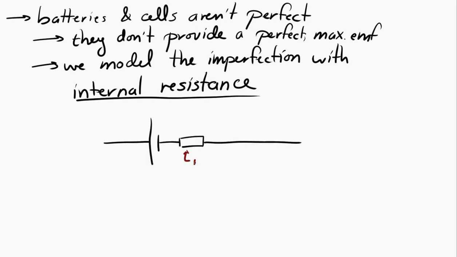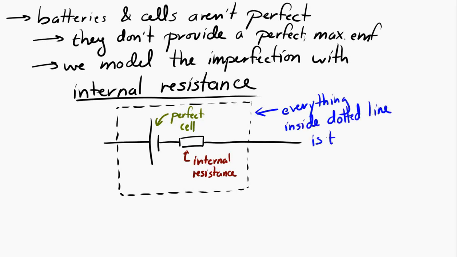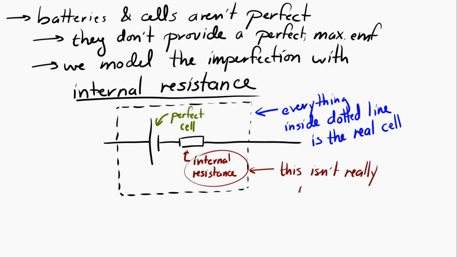So I'll draw a diagram of this. Everything inside of the dotted line is representing the cell or battery. And this little resistor here, that's the internal resistance. And don't think that an internal resistance is a real thing in the sense that if you open up a battery, you'll find that someone has carelessly put a tiny little resistor inside of your battery. No, this is a model of what's happening. This is a way to represent the imperfections in batteries and cells in a relatively simple way.